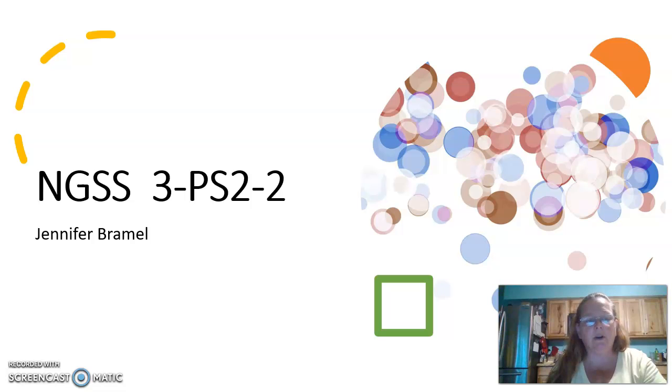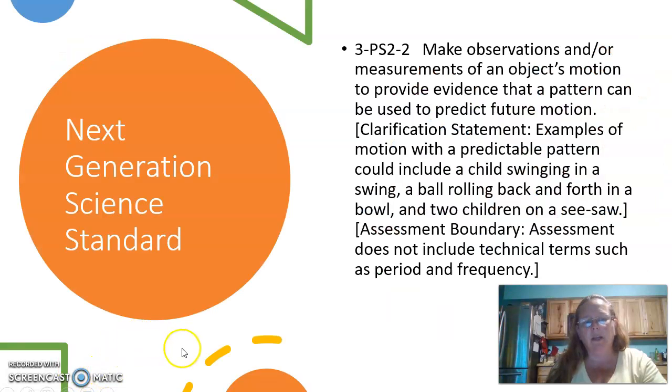I'm here today to talk to you about the Next Generation Science Standard 3-PS2-2. The Next Generation Science Standard 3-PS2-2 says make observations and/or measurements of an object's motion to provide evidence that a pattern can be used to predict future motion. A clarification statement.